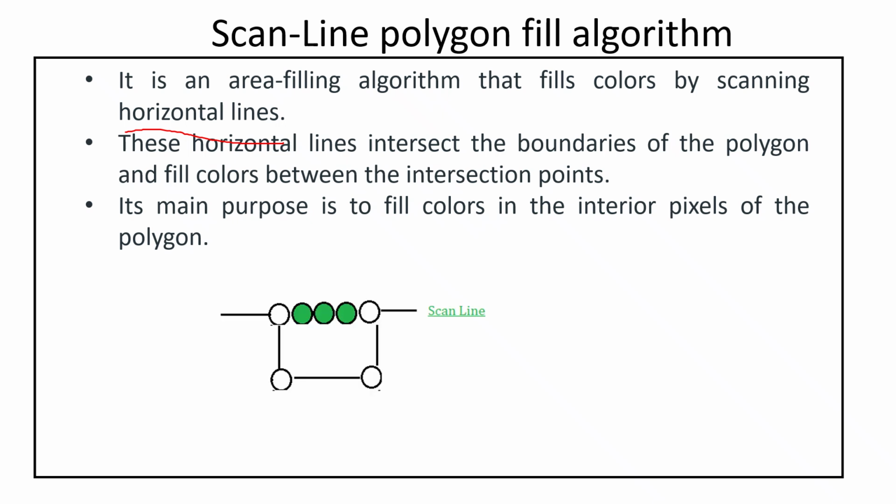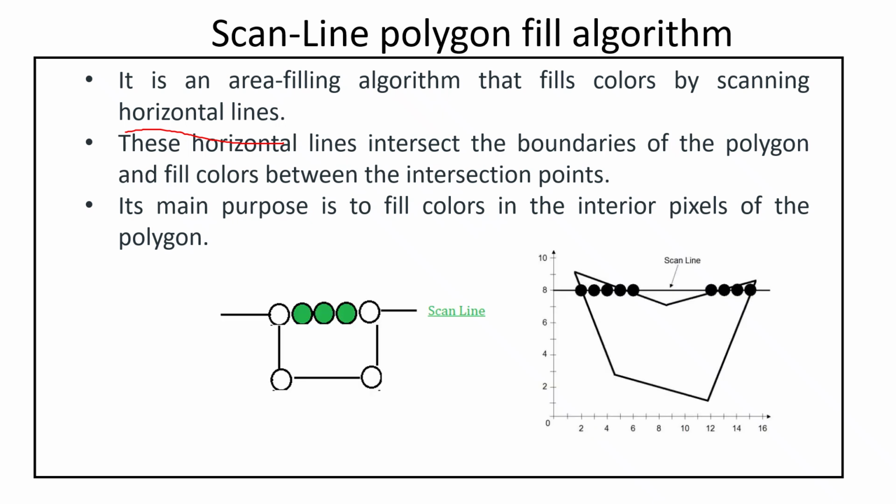Like this, we will be drawing a scan line. So this is a polygon. We will draw a scan line and identify the pixels. All the highlighted ones are the pixels identified. Once these pixels are identified, we will fill the colors because these pixels are within the boundary of the polygon. So only the interior pixels are identified and then they are filled with solid colors.